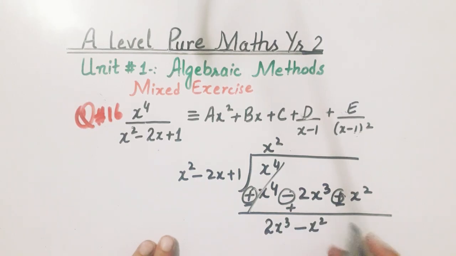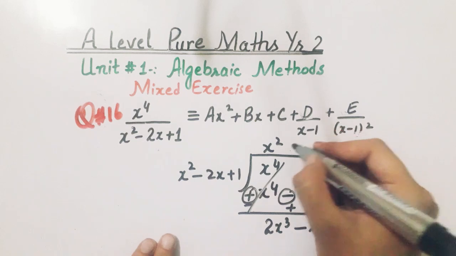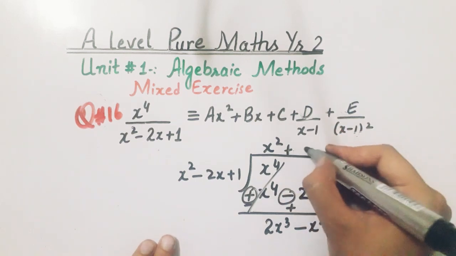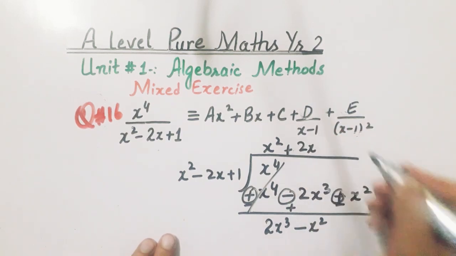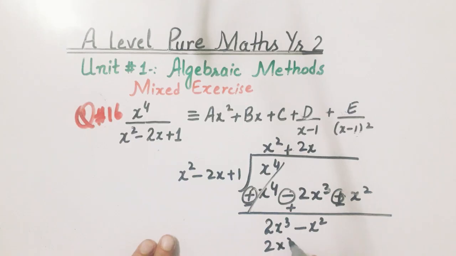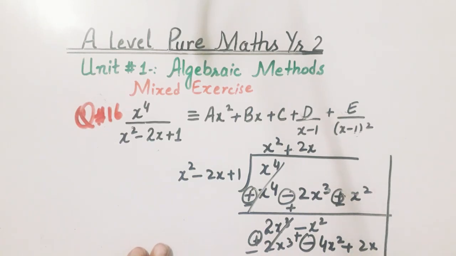minus x². To make 2x³, we will multiply x² by 2x. So this will be 2x³. 2x multiplied by minus 2x is minus 4x². 2x multiplied by 1 is plus 2x. Now change the old signs, give the new signs. 2x³ minus 2x³ cancelled out. So minus x² and plus 4x² is minus 3x².